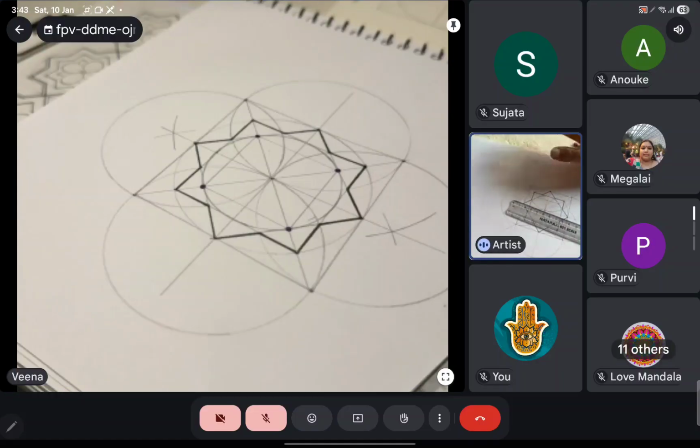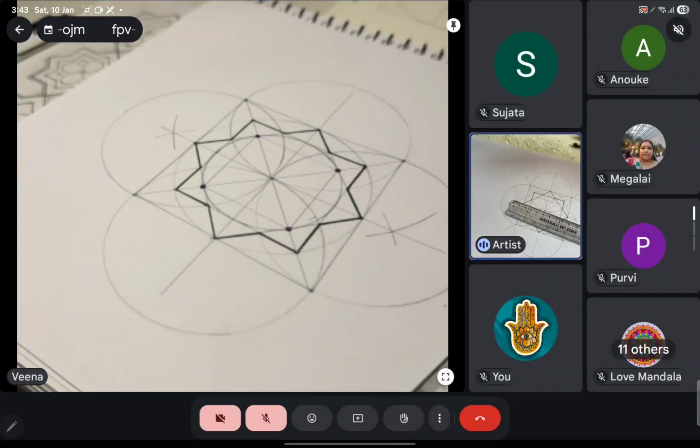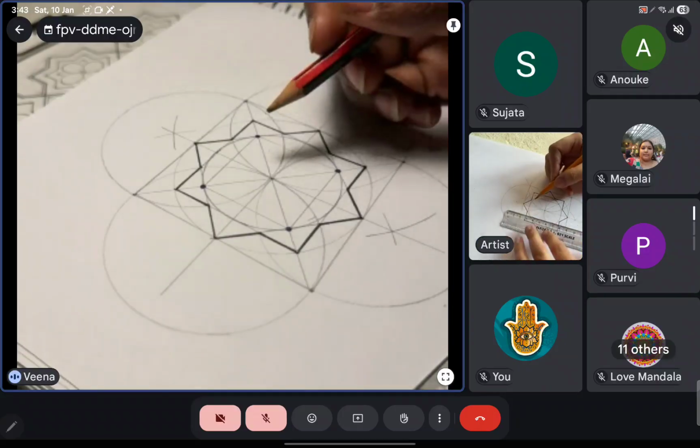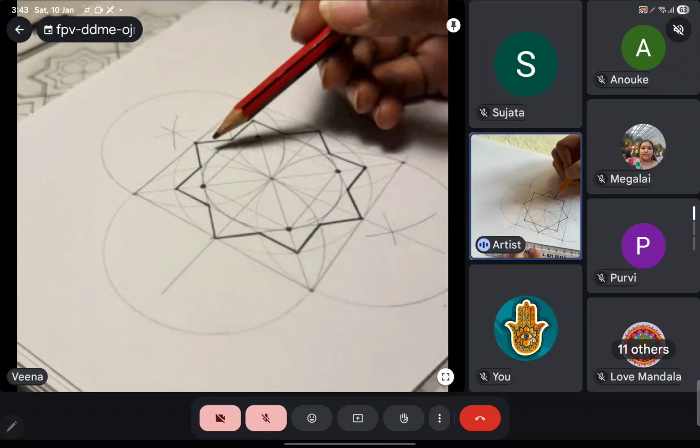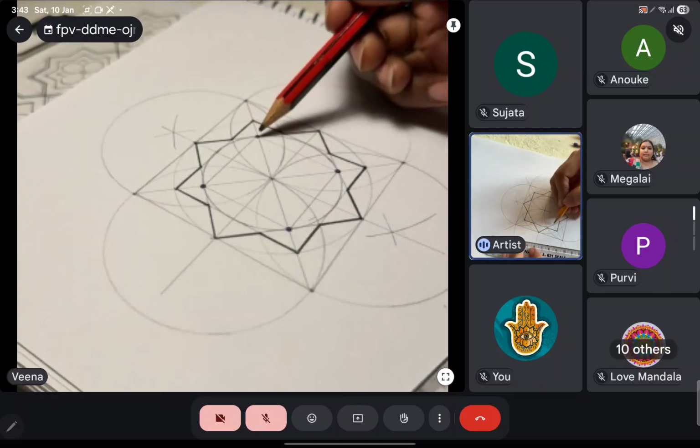Veena, I'm just curious. Could we not do this without the circle? Or is it just a necessary part, the circle? The one that we just created, is this necessary? Because these lines were already visible. I'm just curious.